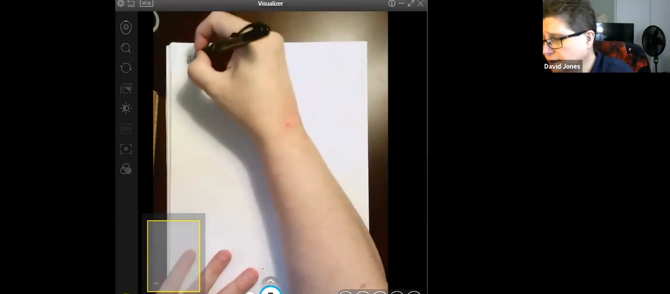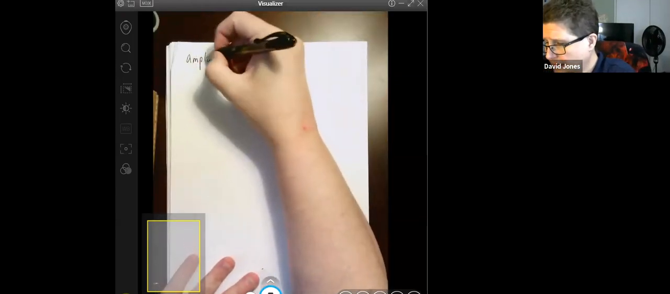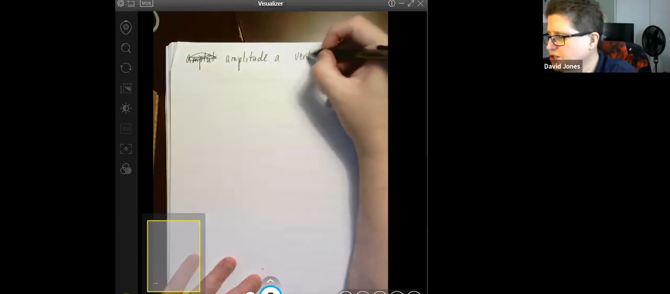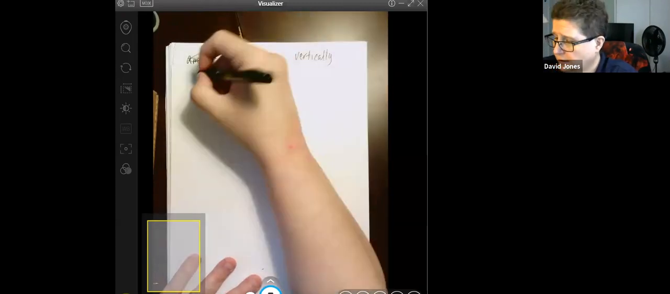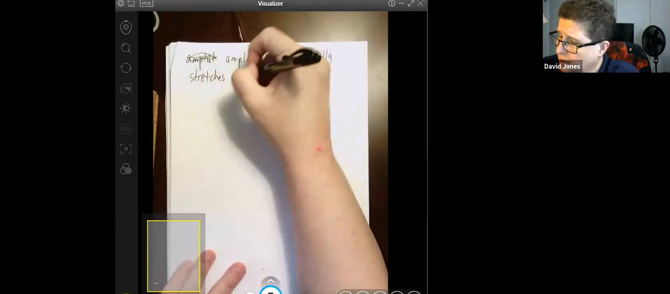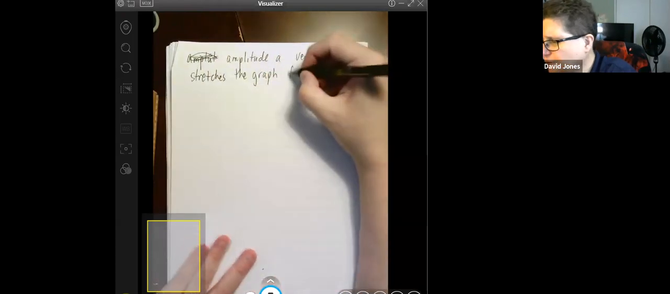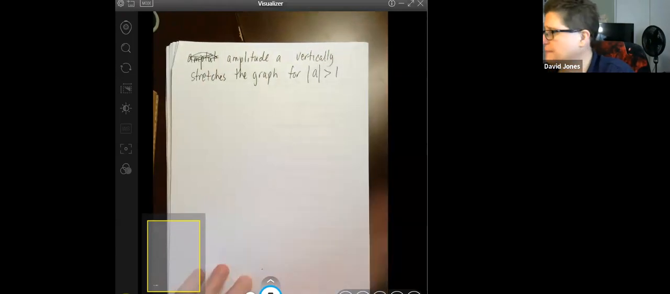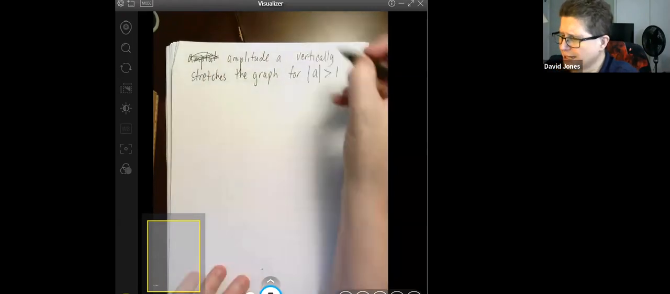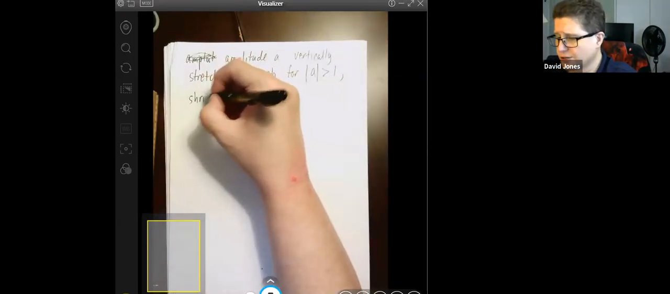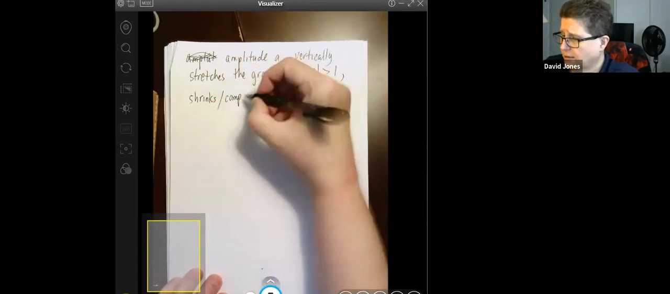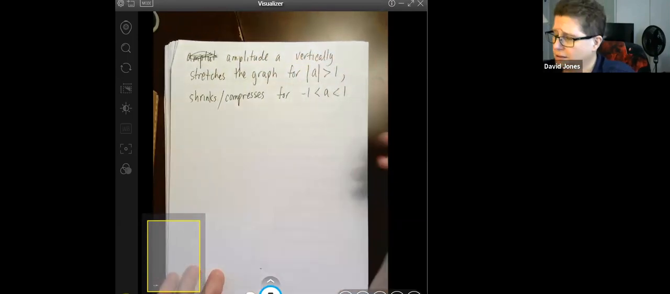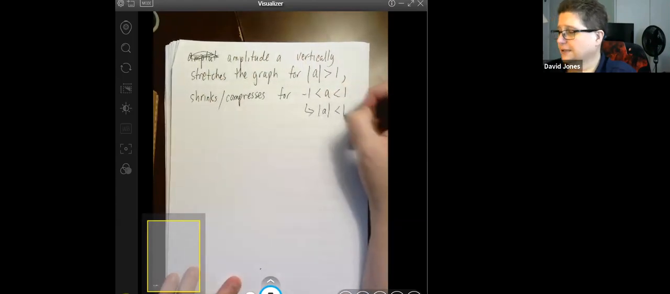So the amplitude a vertically stretches the graph. And I'm going to say for a greater than 1, it's also when a is less than -1. So I'm just going to say the absolute value of a is greater than 1. And it shrinks the graph. It compresses, shrinks or compresses, for -1 less than a less than 1. Another way of writing that is the absolute value of a is less than 1.